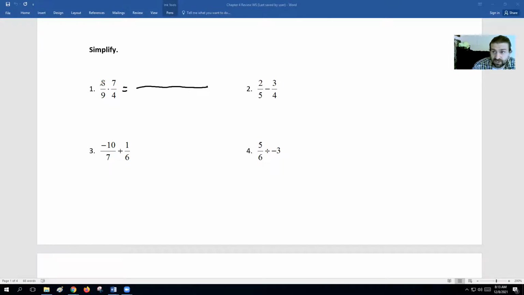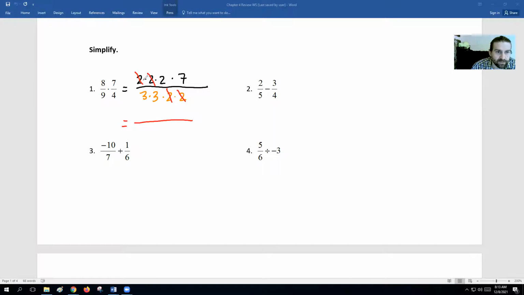So 8 is 2 times 4, and 4 is 2 times 2. So 8 is really 2 times 2 times 2. And then 7 is just 7. Okay, so there's the top. The bottom here, 9 is 3 times 3, and 4 is 2 times 2. All right, then we see what cancels out. We definitely have some 2's cancel out, another 2 cancel out, and then we see what we're left over with.